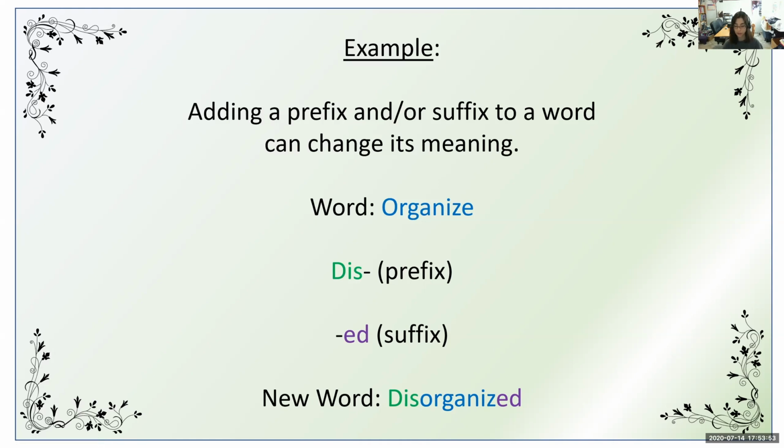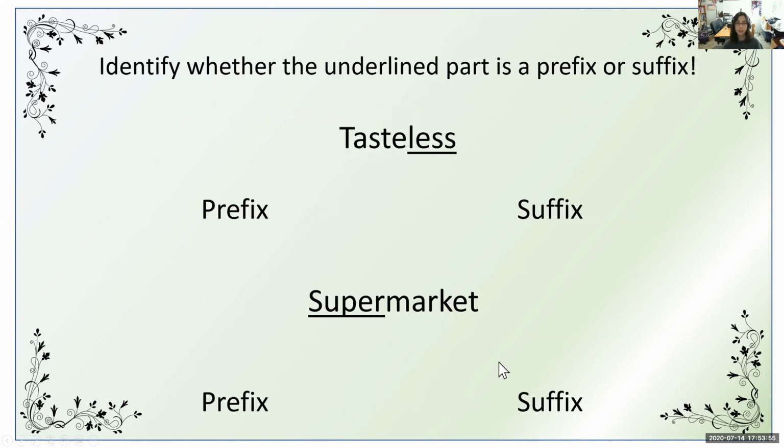So now we get to do a new activity, which is identifying whether the underlined part is a prefix or a suffix, using your knowledge of what you just learned. Okay, so our first word is tasteless. I'll walk you through this example. So tasteless, is less going to be a prefix at the beginning of the word or a suffix added to the end of the word? Well, less is at the end of the word. It's not at the beginning. It's not less taste. It's tasteless, at the end of the word. So this is going to be a suffix.